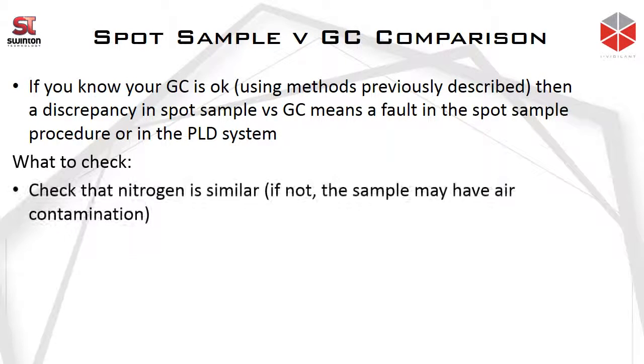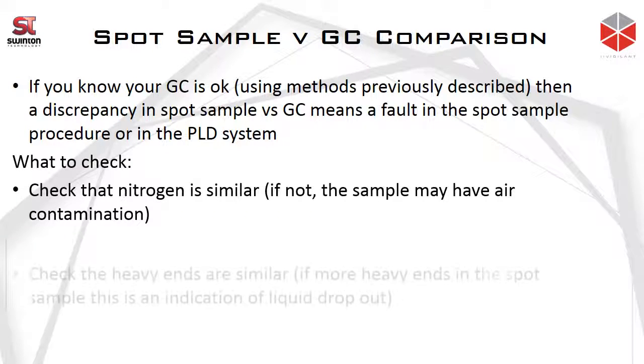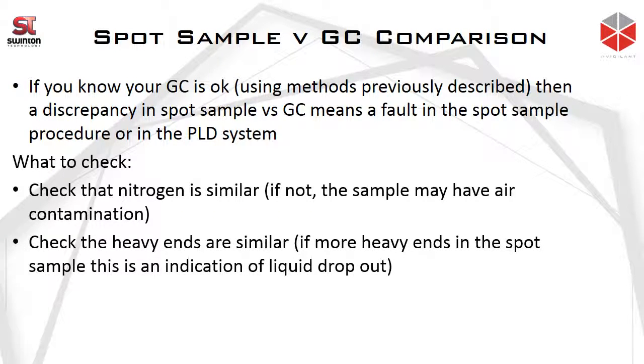Some things to look out for is the nitrogen level to begin with. If the nitrogen level is not similar, then this is an indication of air contamination, which I said can be typical when taking a sample, especially if using the purging method. Also, you really need to check the heavy ends. If the heavy ends are not similar, and if the heavy ends in the spot sample are higher than that of the GC analysis, then this is a big indication of liquid dropout.